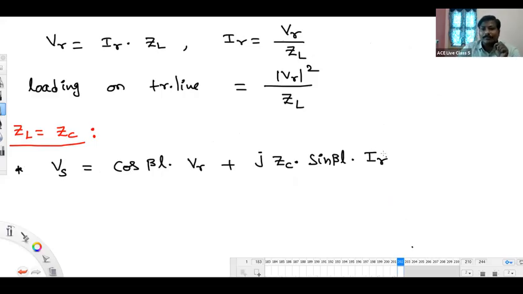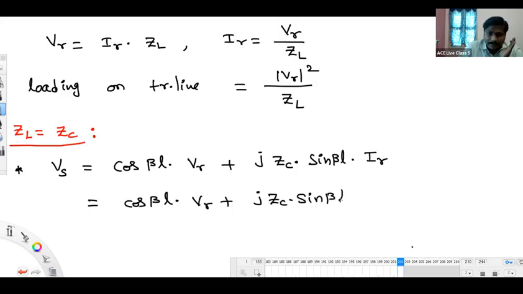Now, already I said IR is nothing but VR by ZL. You can replace it. Let's continue: cos beta L into VR plus jZC sin beta L, and in place of IR, I will be keeping VR by ZL. But as you know, ZL and ZC are equal, so I will be cancelling these two. This ZL and ZC will be cancelled, since load impedance and surge impedance are equal.